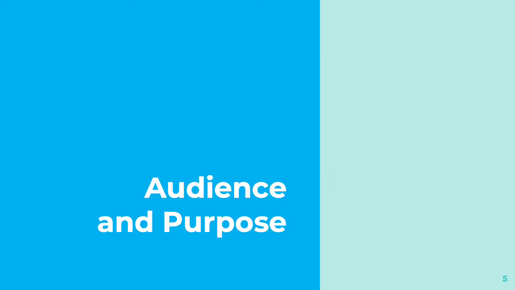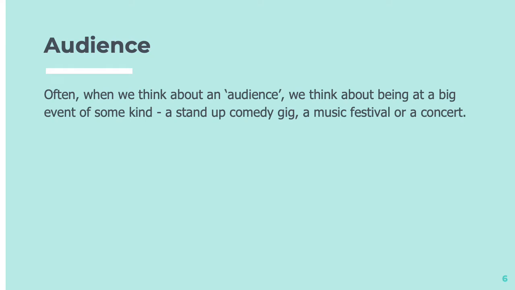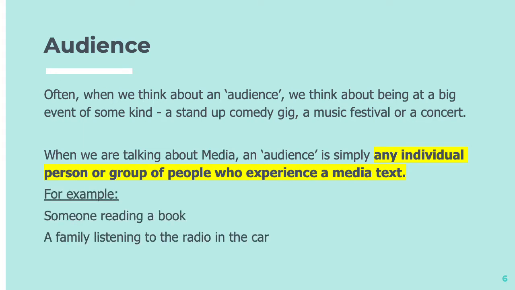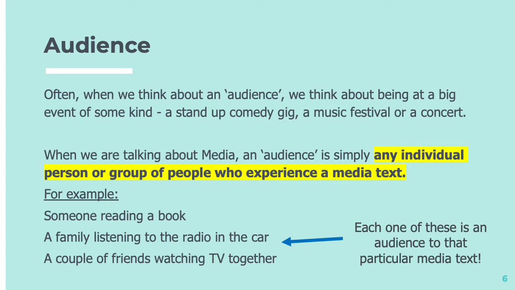Okay, so today we're going to be looking a little bit at audience and purpose. So first of all, we're going to think about audience. So often when we think about an audience, we think about being at a big event of some kind, so a stand-up comedy gig, a music festival, or maybe a concert or something like that. But when we're talking about media, an audience is simply any individual, person, or group of people who experience a media text. So for example, somebody who's reading a book, a family who are listening to the radio in their car, or a couple of friends who are watching TV together. Each one of those people or groups of people is an audience for that particular media text because they are experiencing it.